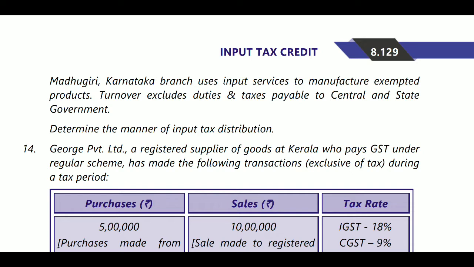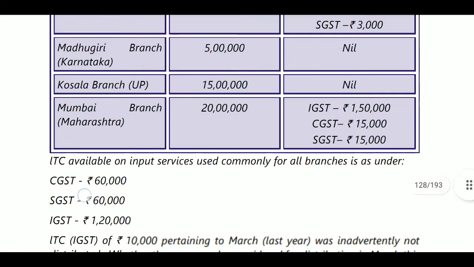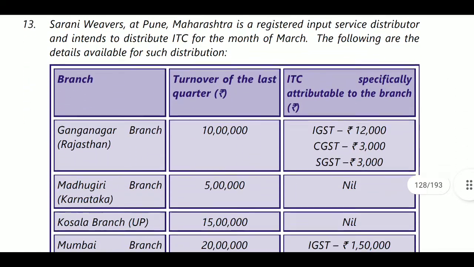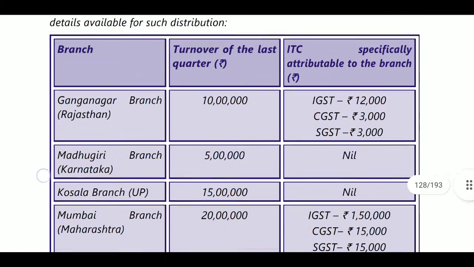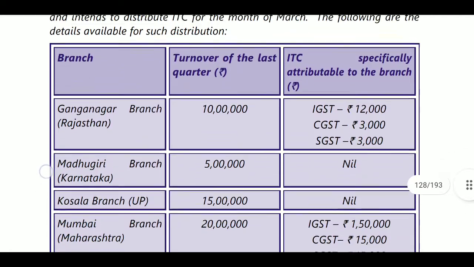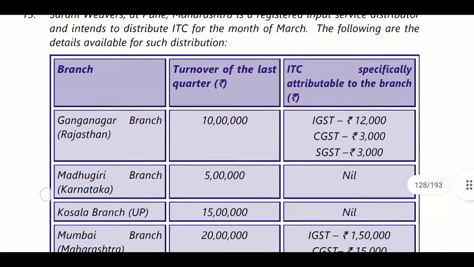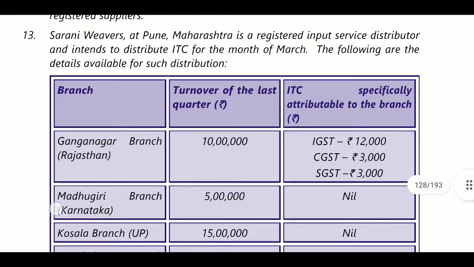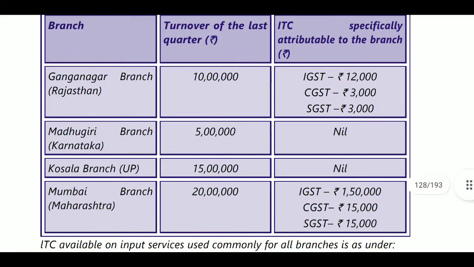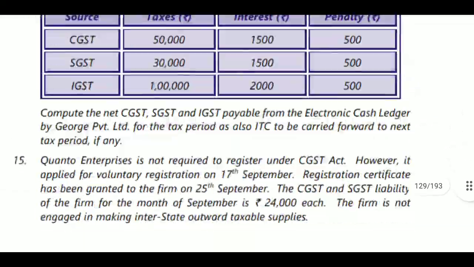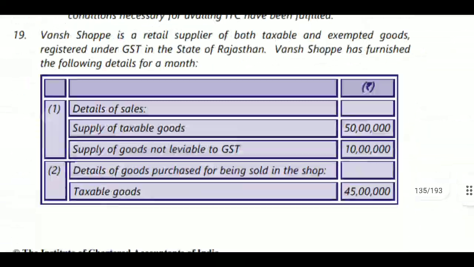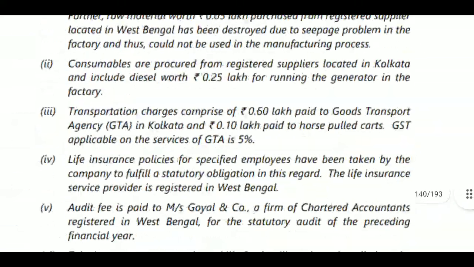Determine the manner of input taxable distribution. Even though they are providing exempted, you must distribute the amount to their products. Here we are in Pune branch. So Pune branch, and here Pune, who is there? Pune Maharashtra, and Mumbai branch Maharashtra registered ISD, and Mumbai branch Maharashtra. In these two cases, they will become CGST and SGST, and in the remaining cases IGST will be calculated.